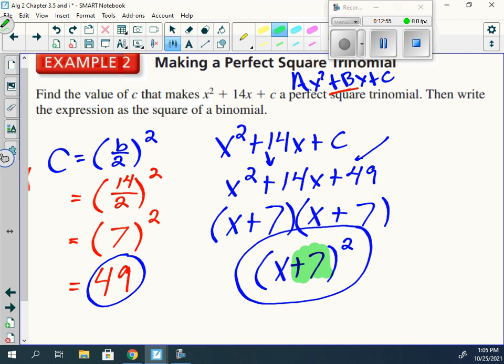Is there another place that we've shown up here so far that had a positive 7? Didn't we have positive 7 inside the parentheses before we squared it? Well, yes. Whatever the number is inside the parentheses before we square it will be the number that goes right here with its sign. So if it had been negative 7 inside the parentheses, we would have had x minus 7. It will match up every single time. Any questions on this here for how to find the value of c?